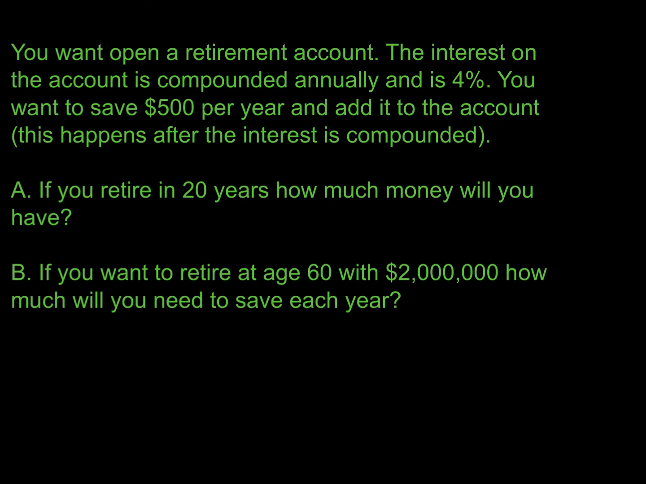Part B is a little different. You want to retire at age 60, so that takes into account your current age right now and then how much longer it'll take you to get to age 60. And at that point you want to have $2 million. So you want to use this $2 million to think about, okay, what do I want to start with? So go back to Part A and use what you did in Part A to help you set up an equation to solve Part B.